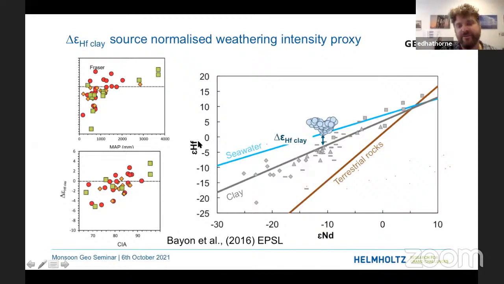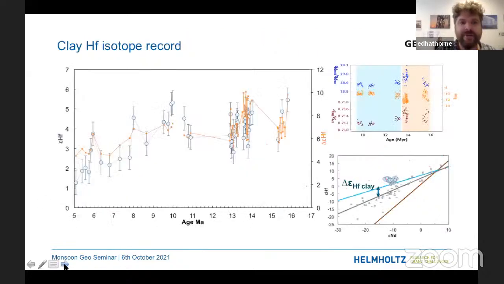And the main thing I want to point out is that because we have neodymium isotopes involved in this, we are basically normalizing the source already. So any changes in source are being normalized out with this proxy. Okay, so this is our record through the Miocene. These are hafnium isotopes in blue, and this is the delta epsilon hafnium of the clays. And you see it's really quite high, +6, +8. It's variable, it comes back down, and then here in the late Miocene it starts to decrease, which would indicate a decrease in weathering intensity.